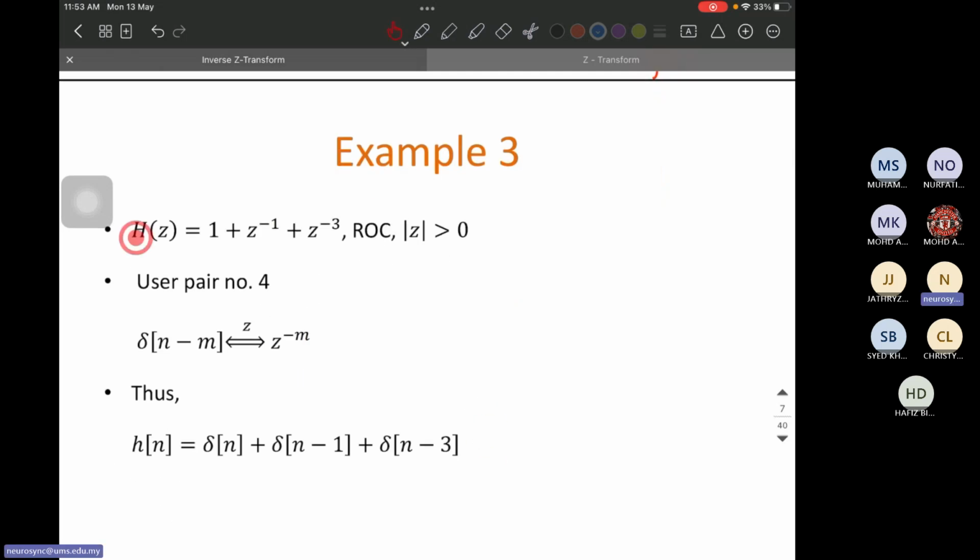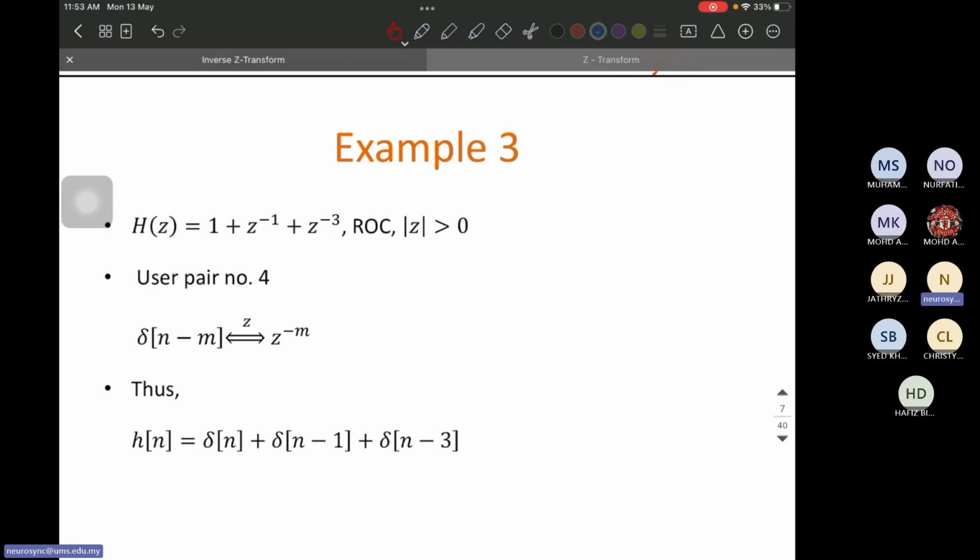Now let us take the next example. So this H of Z is given here. Now we know that H of Z is the ratio of polynomials, P of Z by Q of Z. The numerator polynomial represents the zeros and the denominator polynomial represents the poles of the system. Here you can see only a polynomial given, like 1 plus z to the power minus 1 plus z to the power minus 3. Here only the numerator is given.